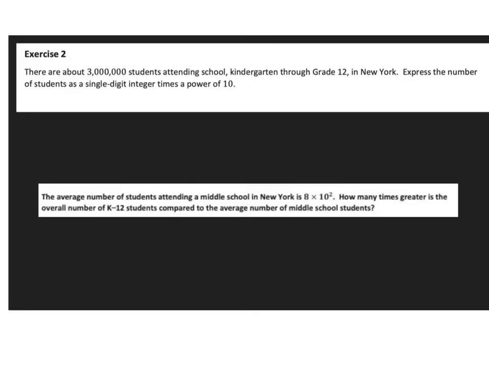All right, exercise 2. It says there are about 3 million students attending school, kindergarten through grade 12 in New York. Express the number of students as a single-digit integer times a power of 10. So basically it's saying write it in scientific notation. So we have 3 million, so I know I'm starting with a 3. 3.0, you could just do 3. And we're doing times 10 to the, well, I'm going back, 1, 2, 3, 4, 5, 6. 10 to the 6th. Okay, again, this is the same as writing 3 times 10 to the 6th.